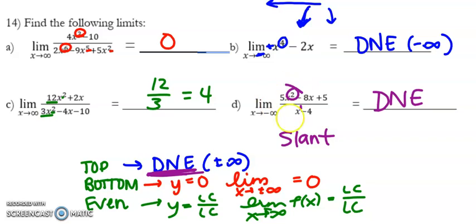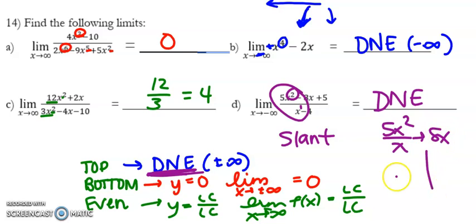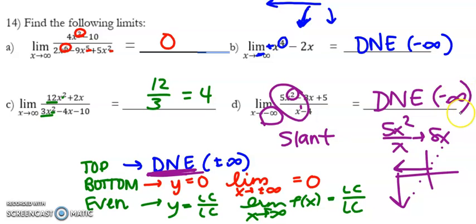Well, if I think about doing this division, I'm going to end up with 5x squared over x, which is really 5x. The line y equals 5x looks something like this, which means as x goes to negative infinity, y is going down to negative infinity. But again, if qualifying which one is which, positive or negative infinity, is tricky to you, just state that the limit doesn't exist. That's a perfectly legit answer.